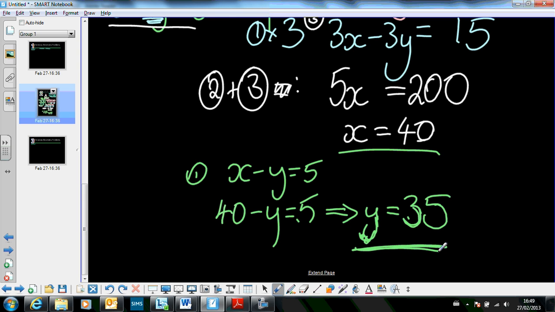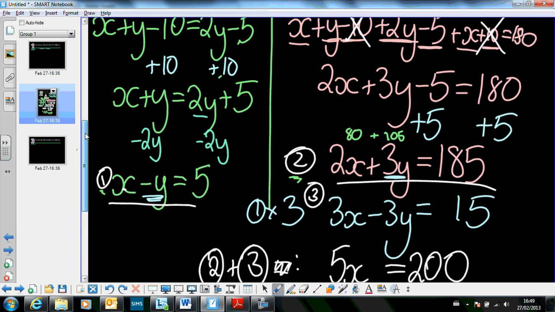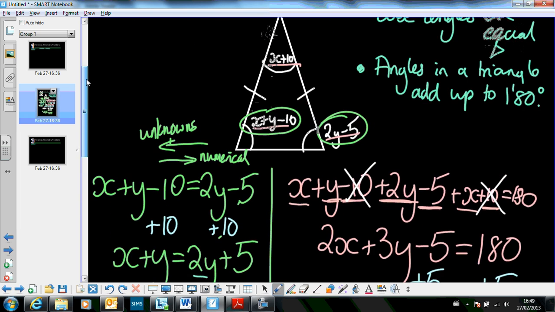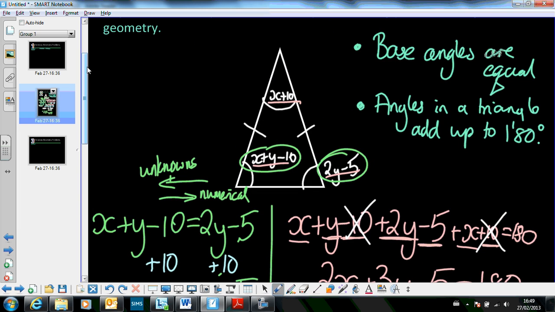So the last step, and there is another little step involved in these questions, because x and y are not really what I'm interested in finding. What I really want to know are the three angles. Well, there's only really two, aren't there? Because these two angles are the same. This one and this one are the same. So this angle at the top is x plus 10.